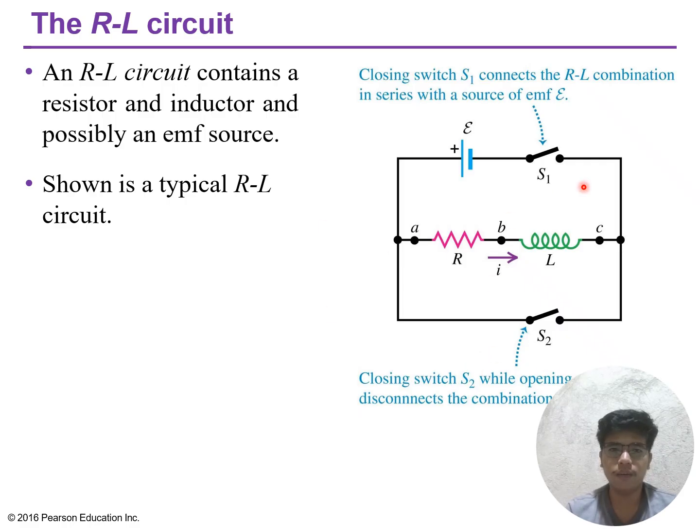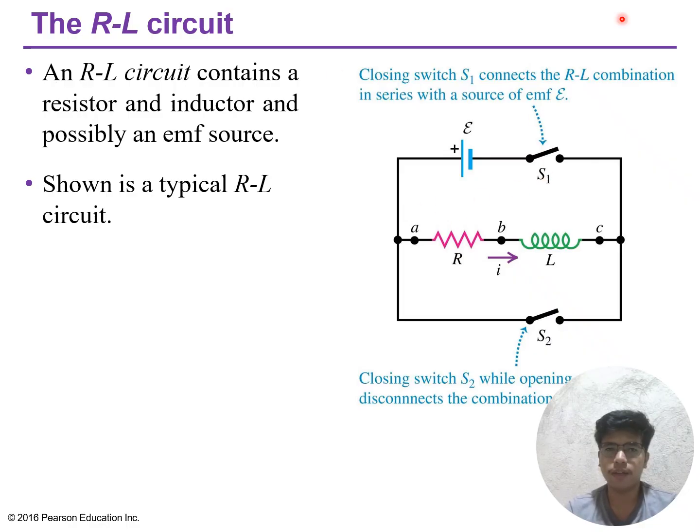The top diagram is the S sub 1 closed: the battery drives current through the RL from point A to B to C. Bottom diagram: S1 opens and S2 closes, so the RL combination forms a closed loop without the battery. So the current decays through the resistor alone.